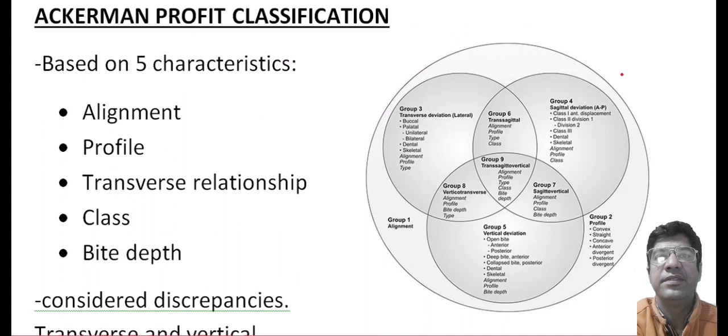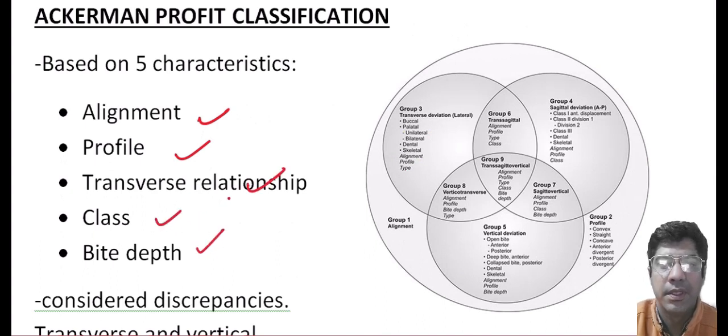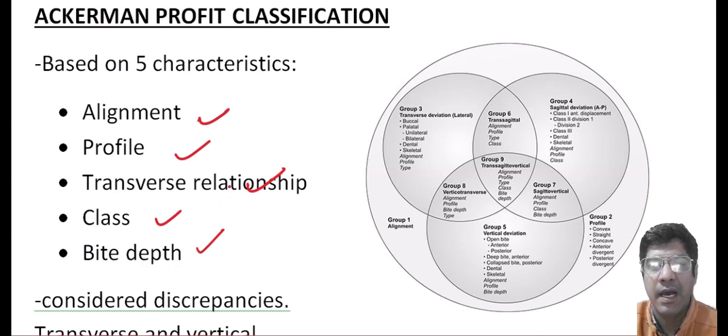Now the Ackermann-Proffit classification is based upon characteristics: alignment, profile, transverse relation, class, and bite depth. The alignment focuses on how teeth align within each dental arch. It will assess the symmetry and spacing, and determine if the teeth are ideally aligned, crowded, or spaced, whether there are gaps between the teeth or not. The second is the profile. It evaluates the shape of the face from the side view, which can be categorized as convex, straight, or concave. It also examines the forward and backward position of the face.